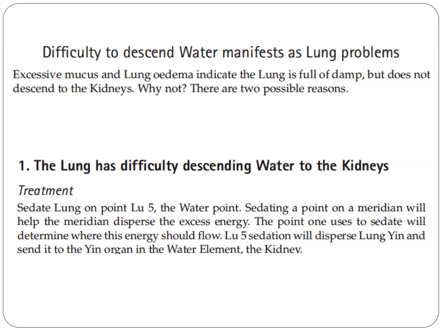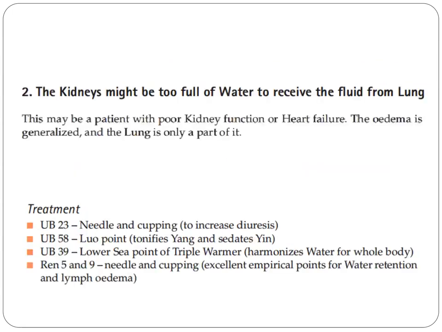Sedating a point on the meridian will help the meridian disperse the excess energy. The point one uses to sedate will determine where this energy should flow. Lung 5 sedation will disperse lung yin and send it to the yin organ in the water element, the kidney. Or number two, the kidneys might be too full of water to receive the fluid from the lung. This may be a patient with poor kidney function or heart failure.